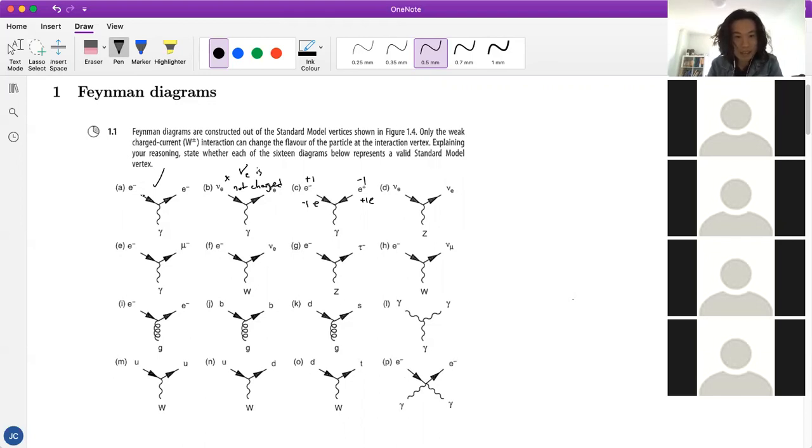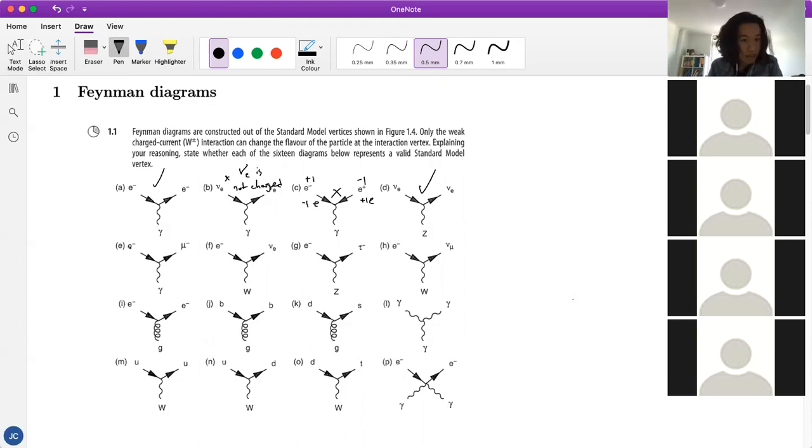For the ones that are allowed, the lepton, the fermion lines, the arrows come in and go out. So the flow has to be conserved. So this one is definitely no. You can cite any of the reasons. D is fine. So that's the neutral current coupling for neutrinos. Neutrinos come in, neutrinos go out, coupled to a Z boson that's electrically neutral. So everything's fine.